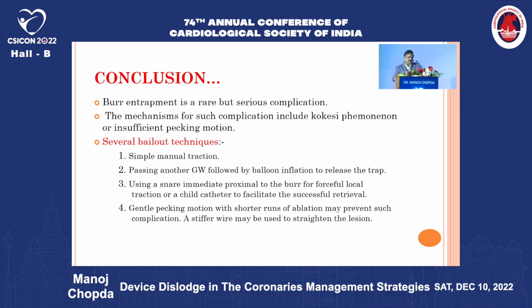Several bailout techniques, as I showed: simple manual traction, passing another guide wire, balloon dilatation. And you can cut the rota burr outside and put a snare or a child catheter to facilitate successful retrieval. Gentle pecking motion with shorter runs of ablation may prevent such complications. A stiffer wire may be used to straighten the lesion.